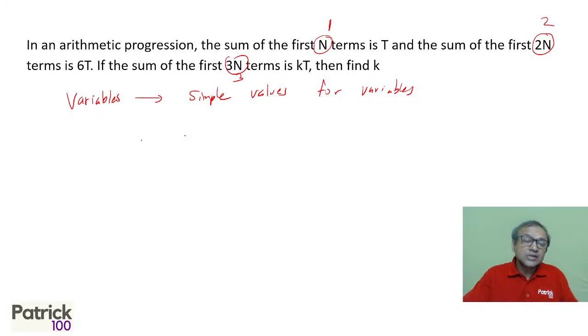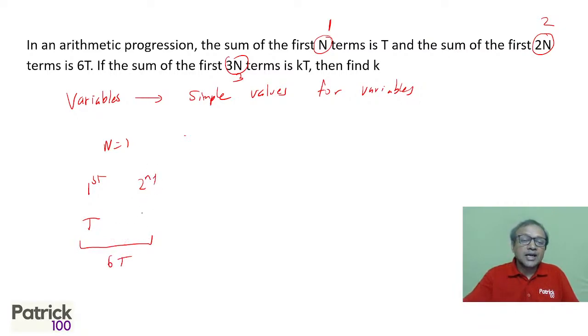So let's say n is 1. That means the first term is t. Okay, that means the nth term is t. That means the first term becomes t. So that is the sum of the first term. Sum of the first two terms is 60.